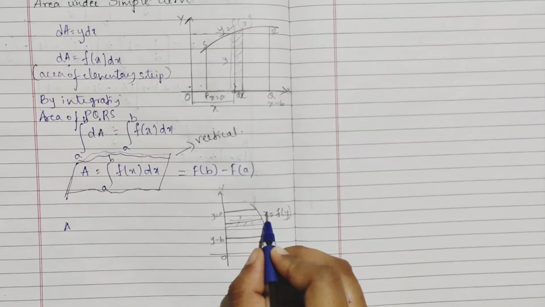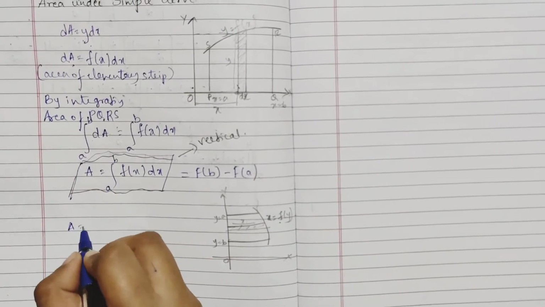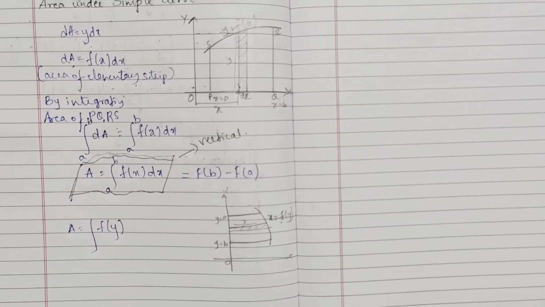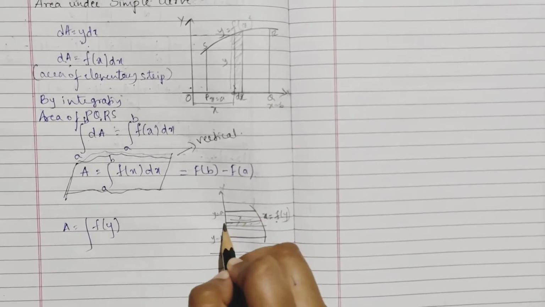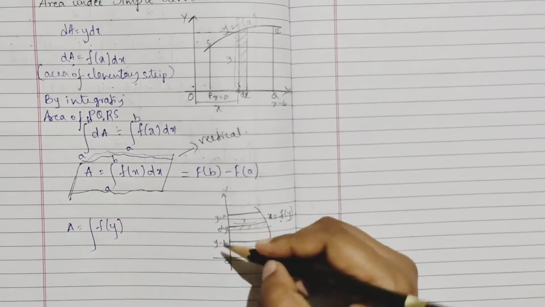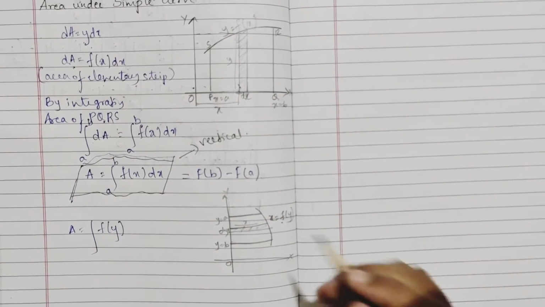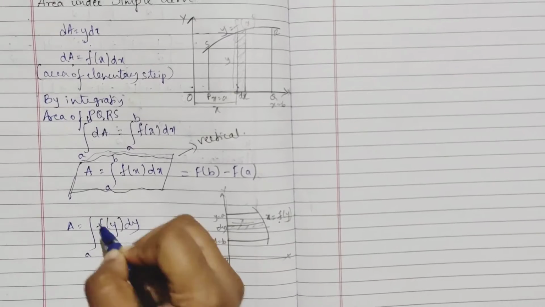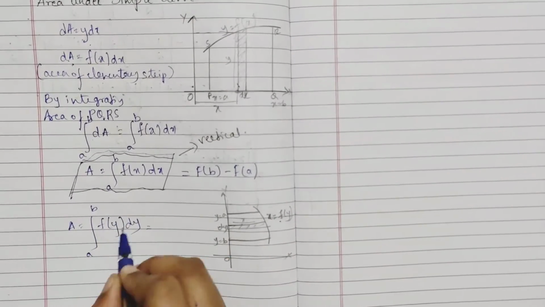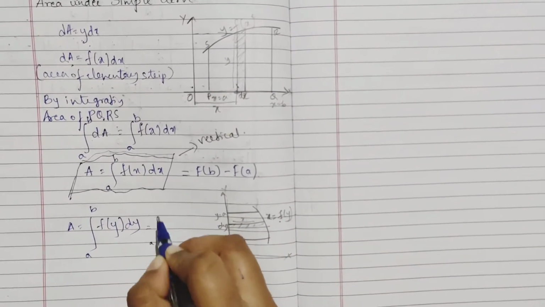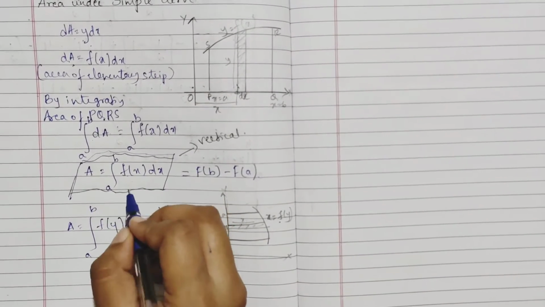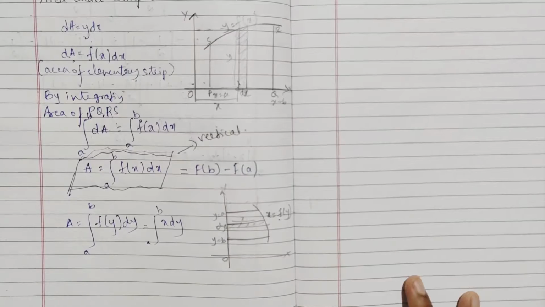Your x will be what? F of y. So integral, in place of f of x, it will be what? F of y, and this will be what? Dy, right? Because it is along the y axis. So it will be f of y dy, and the integral is the same, a to b. F of y dy is nothing but your x dy. Here also it will be the same. F of x is nothing but your y. I hope this is clear.